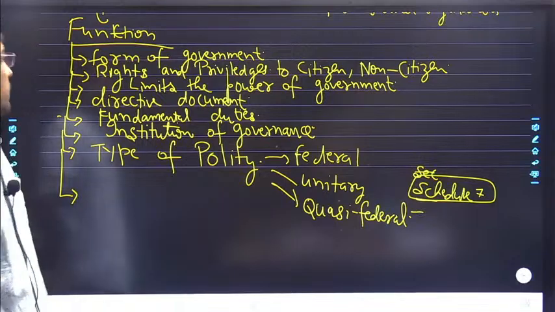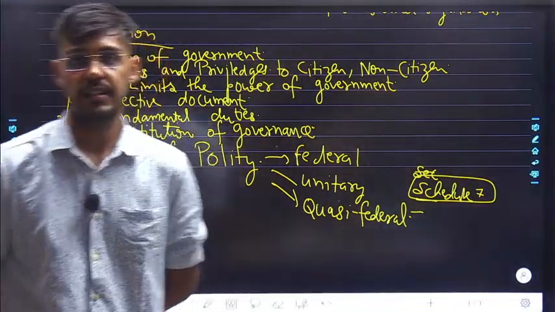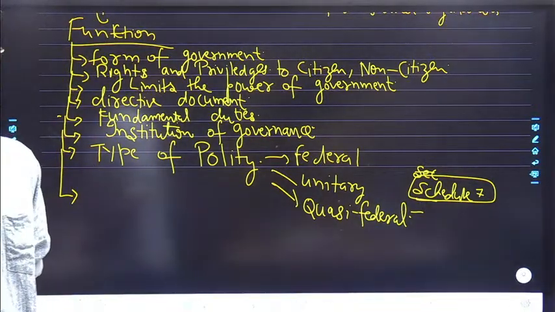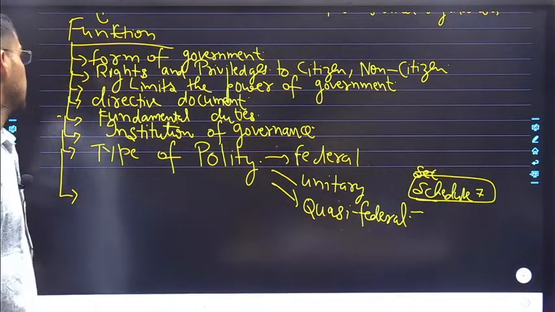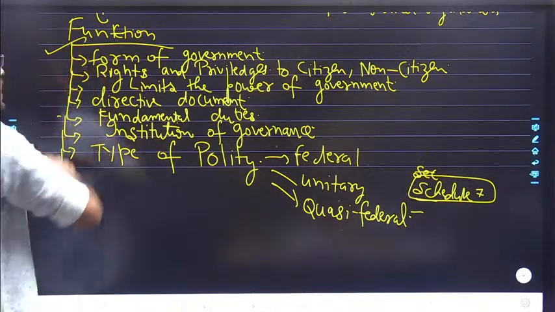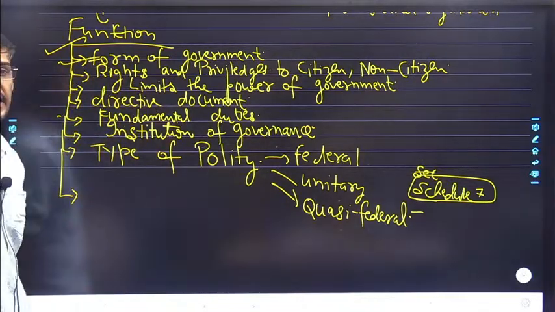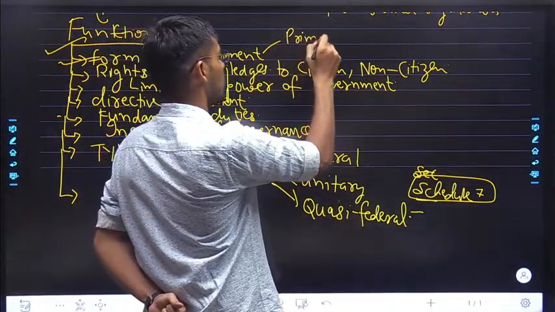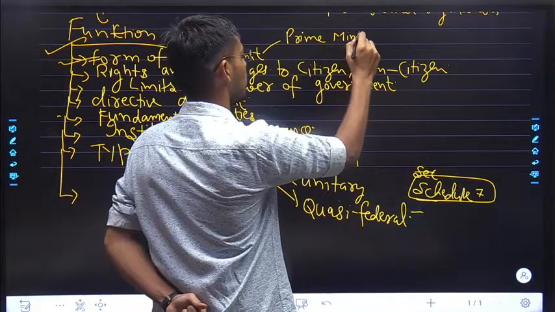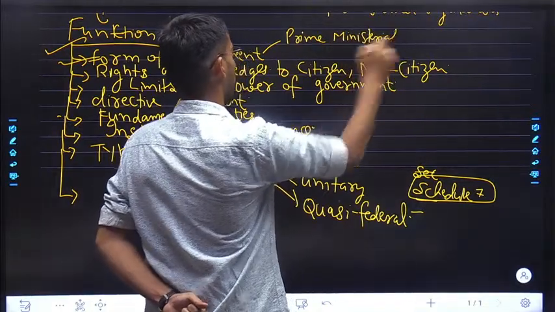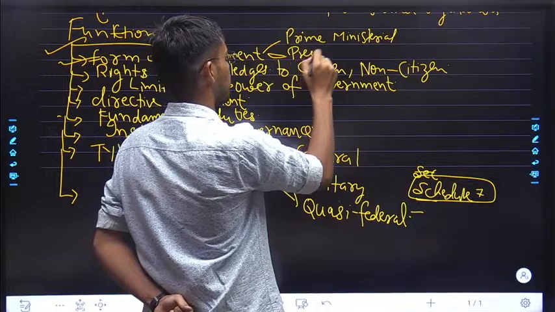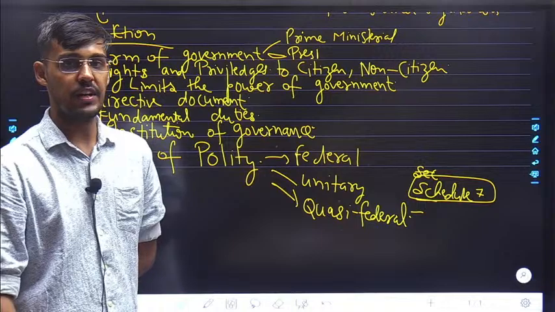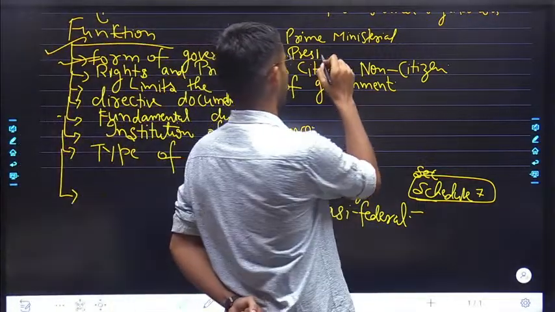So this is the basic functioning of a constitution. Let's revise it. The functions of constitution are: it defines the form of government in a country, whether it is a prime ministerial form of government or presidential form of government, like what we see in United States of America. In United Kingdom and India, we have the prime ministerial form of government.